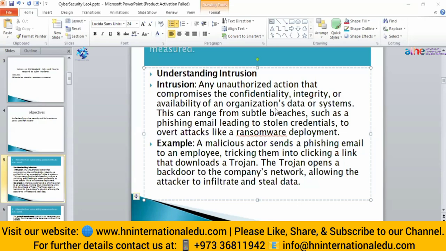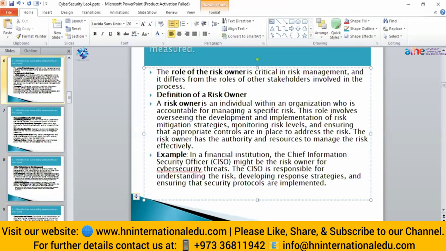Unauthorized action means any illegal action that can happen, whether due to that action it compromises your confidentiality, your integrity, or availability of data. So all of these things come in intrusion. Intrusion means, for example, a malicious actor sent a phishing email to an employee, tricking them into clicking a link that downloads a Trojan. So this can be some kind of intrusion attack that opens a backdoor to the company network. It will allow the attacker to steal the data. So this is intrusion. So we will discuss what is the role of the risk owner in managing the risk.